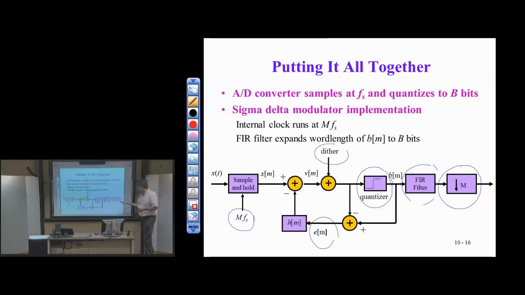And you notice the analog components now. I need a sampler that runs faster. Sample and hold, I don't need an analog filter anymore other than sample and hold. And I need a good quantizer. Now I can crank up the number of bits almost to my heart's content, to 20. Not any problem.